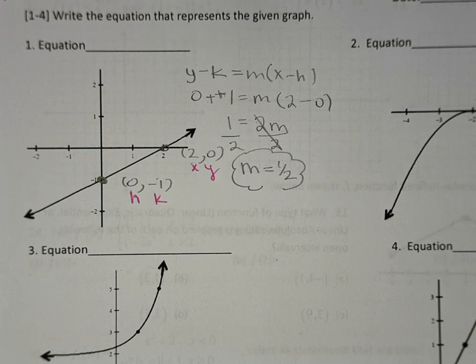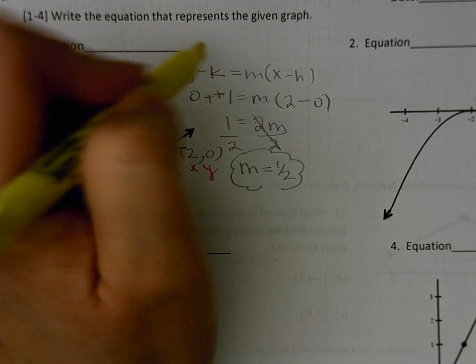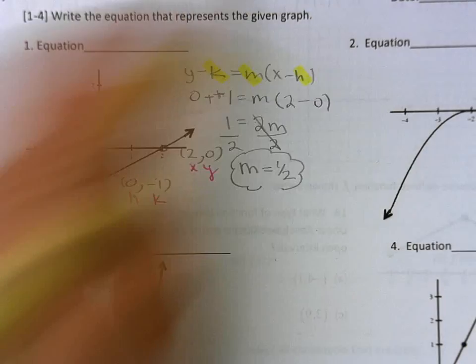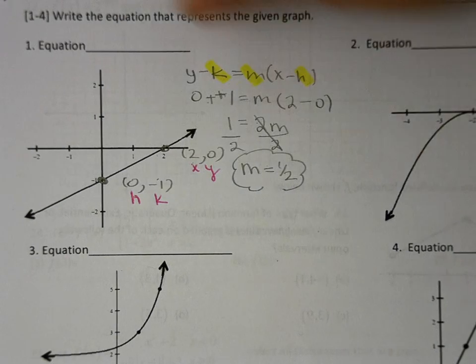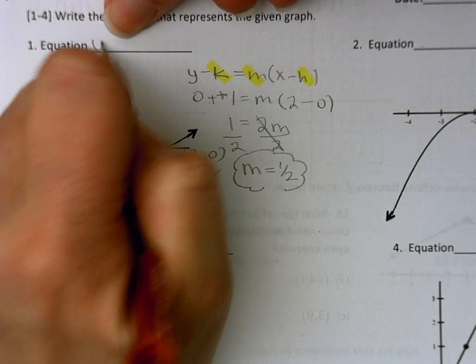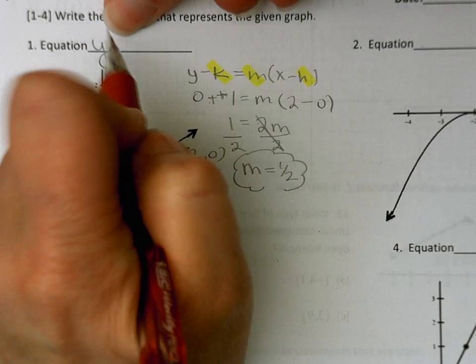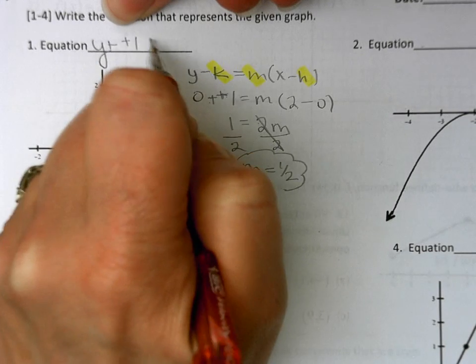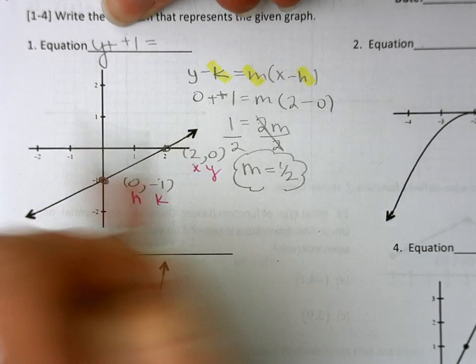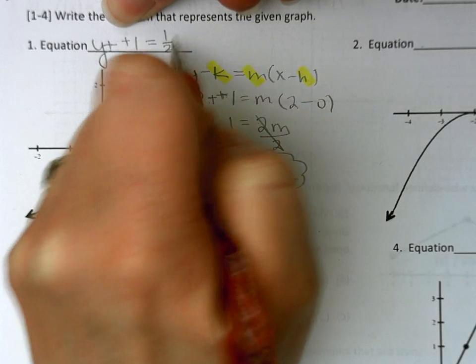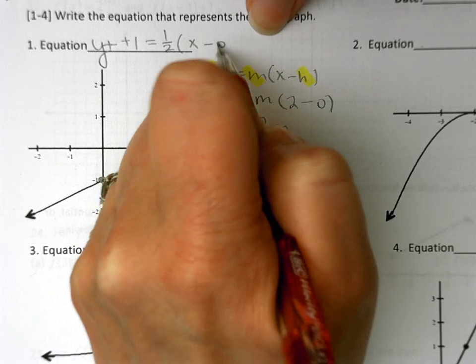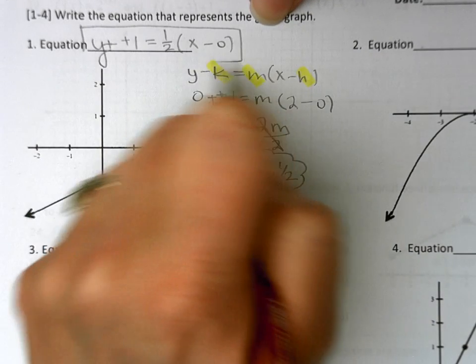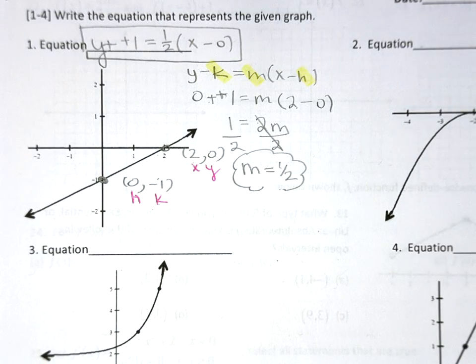Once I have that, I'm going to rewrite my equation, replacing m, k, and h. My final answer should always have the x and the y. So I'll have y minus k, so minus a -1, that'll be a +1, equals m, which was 1/2, times x minus h, and h was 0. And there's my linear equation.